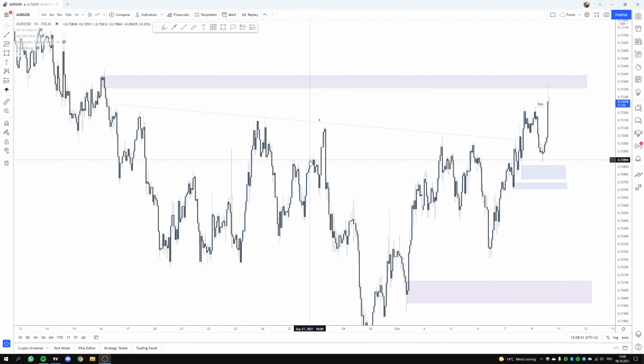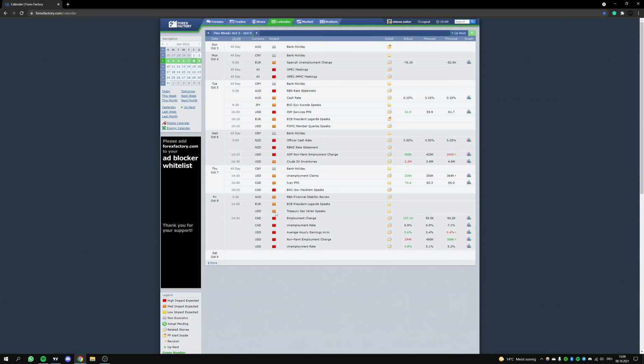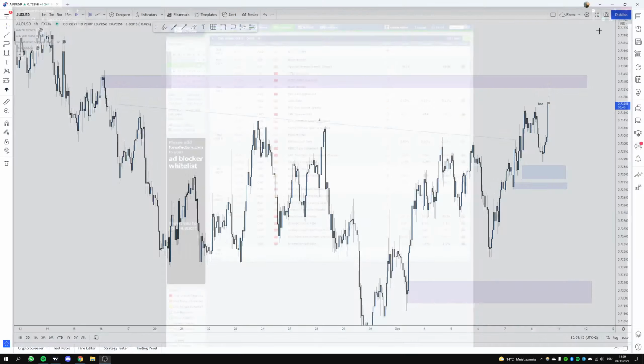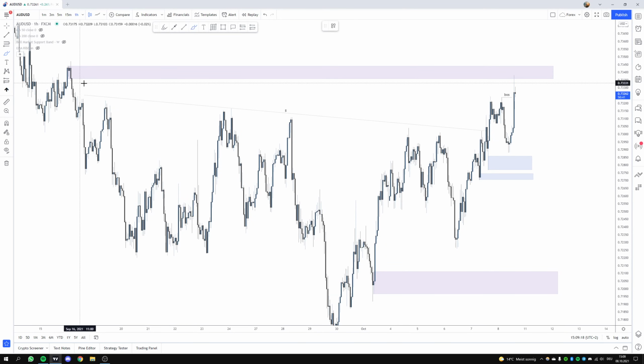So I'm making a little breakdown on AUDUSD on the NFP today, because as you know we had NFP today. Let's have a look at it right here. Non-farm employment change at 14:30, and now it's 15:09. So let's see. We had a lot of liquidity above this area right here, here, here, here, and here.